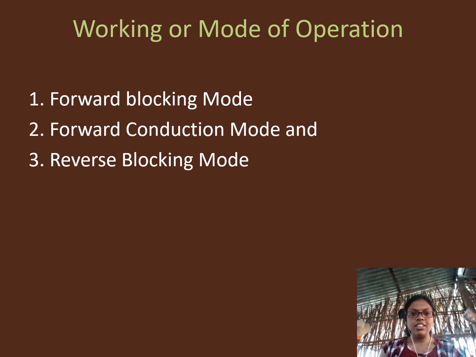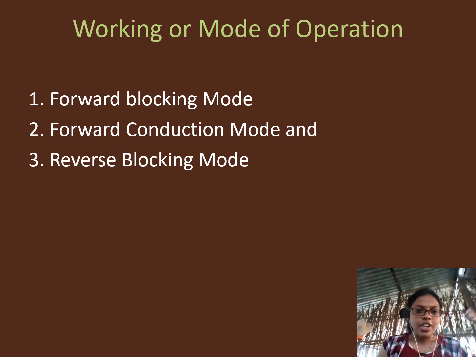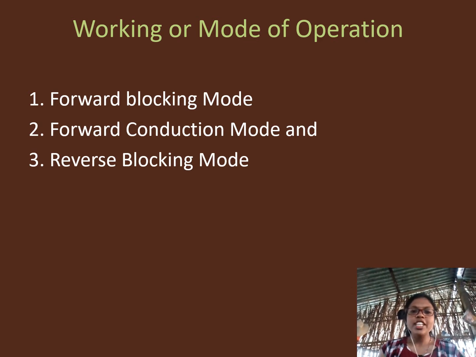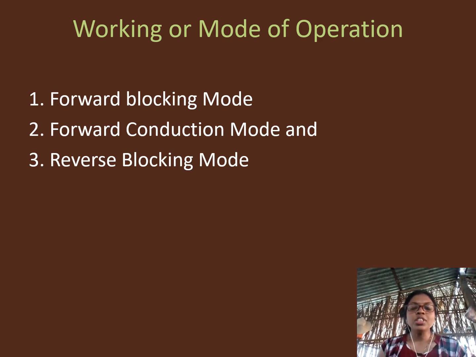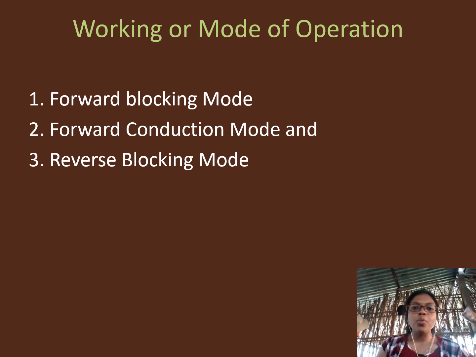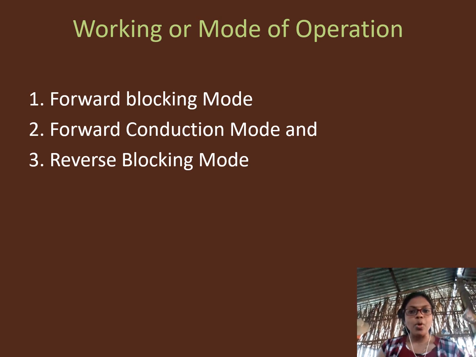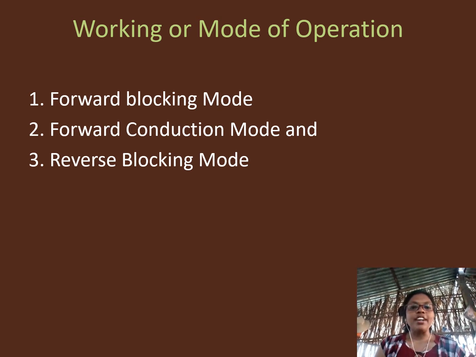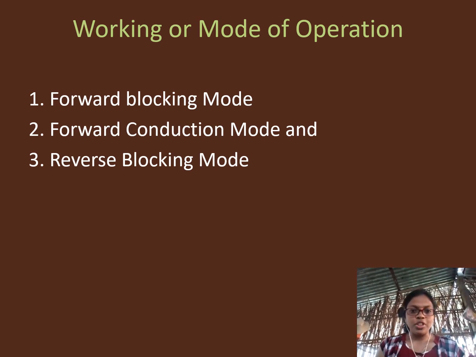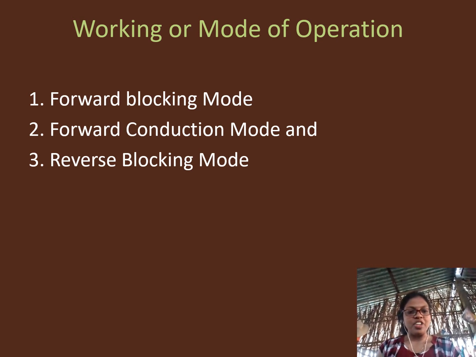As we have seen the construction diagram of the silicon control rectifier, now let's learn how this device works, or its modes of operation. There are three modes of operation of SCR: forward blocking mode, forward conduction mode and reverse blocking mode. Let's see all three one by one.